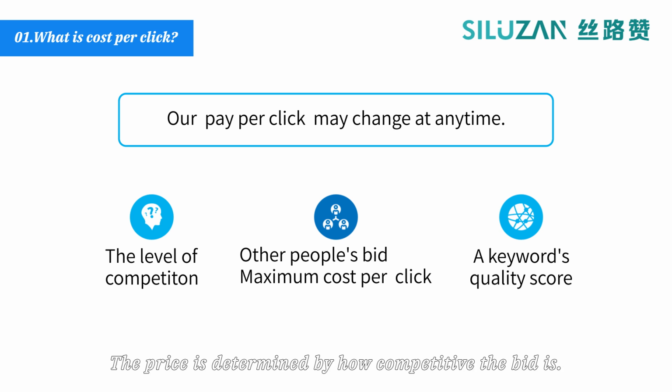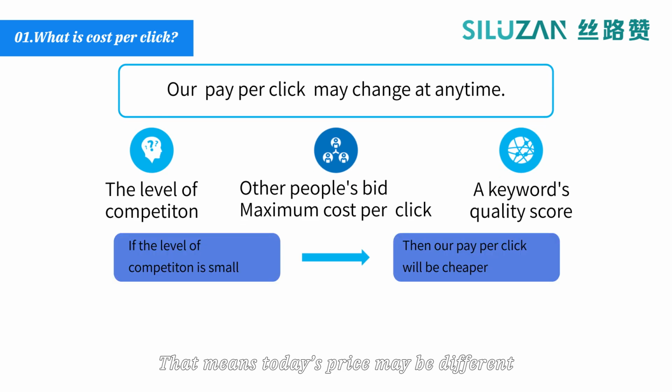The price is determined by how competitive the bid is. For example, factors such as other people's bids and the popularity of a keyword can all affect our cost per click. This cost may change at any time. That means today's price may be different from yesterday's price for the same keyword.